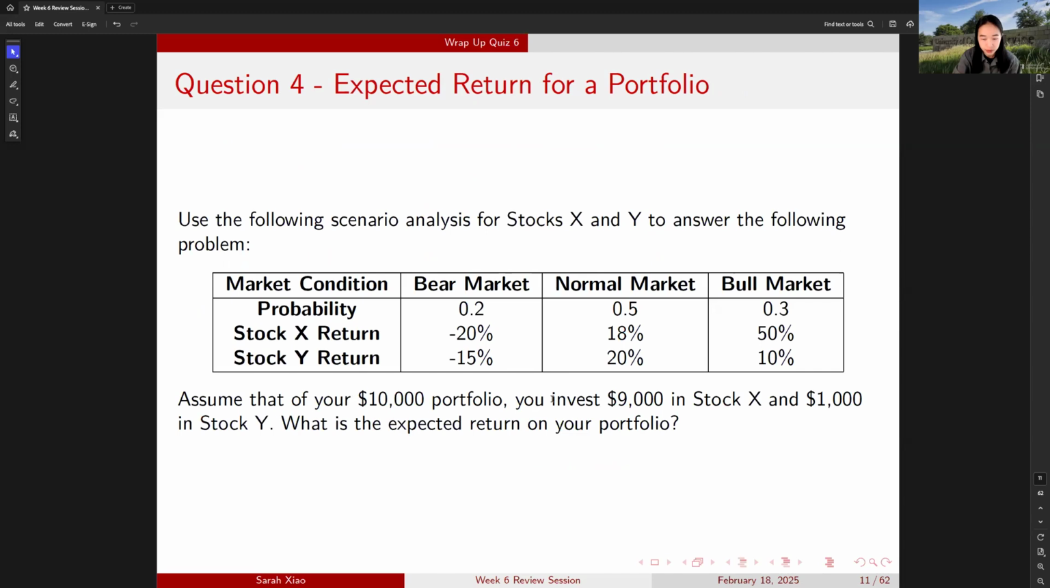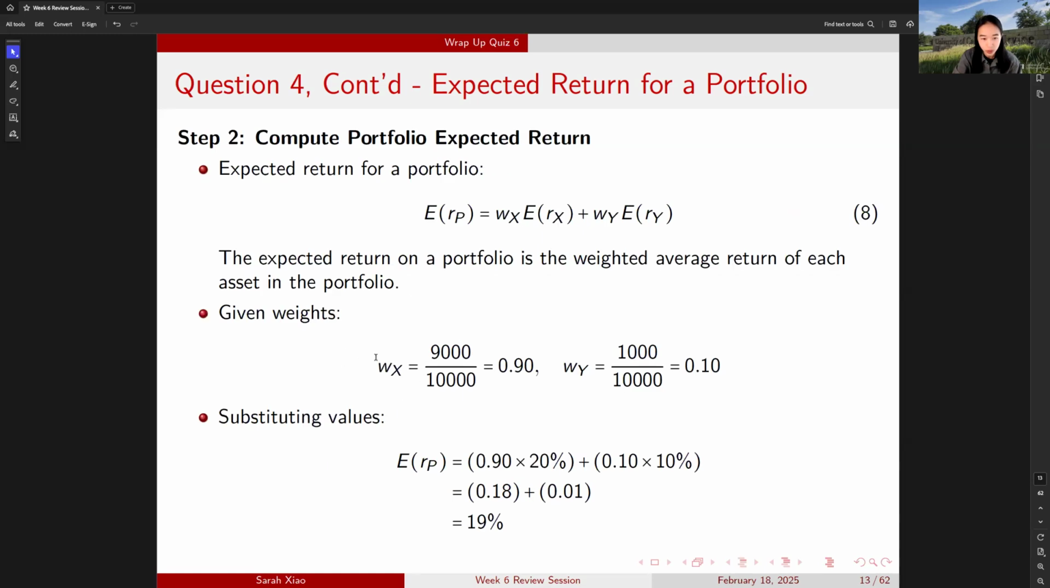Remember that we are given information that we invest $9,000 in stock X and $1,000 in stock Y. And our total portfolio value is $10,000. So the weight on each stock is 0.9 and 0.1. Then we have all the ingredients we need for the formula, so we can just plug in numbers and get a 19% expected return for the portfolio.